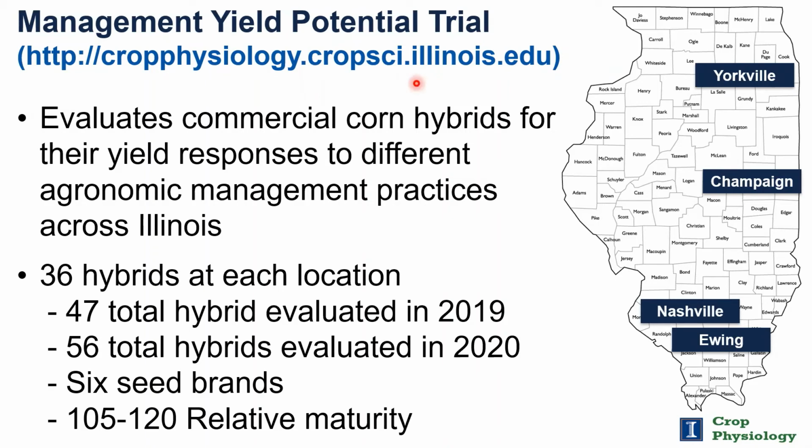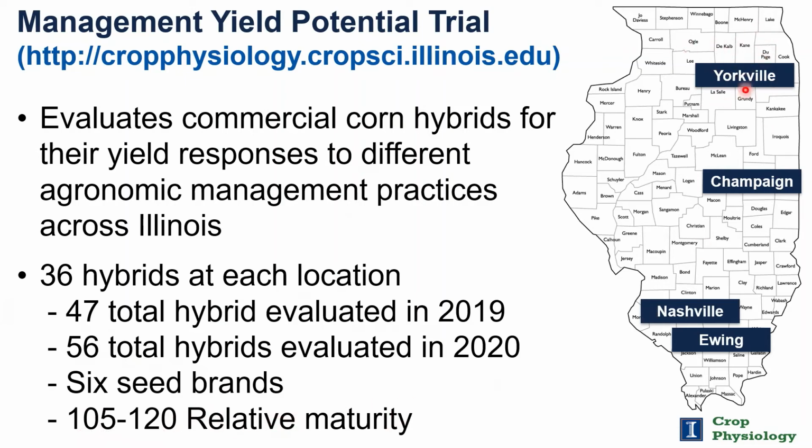What it does is evaluate commercial corn hybrids for their yield responses to those management factors that we just looked at in that past trial. Within each one of these environments, I can test 36 hybrids. I've been doing this for 2 years now, and 2021 will be the third year. We're looking at 47, upwards of 56 hybrids in each of those years, represented by 6 seed brands, and they range in maturity from 105 to 120 days.